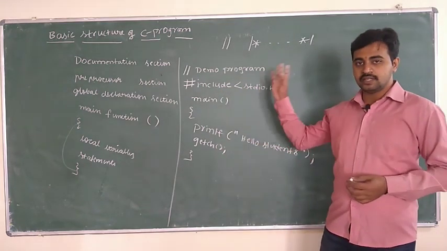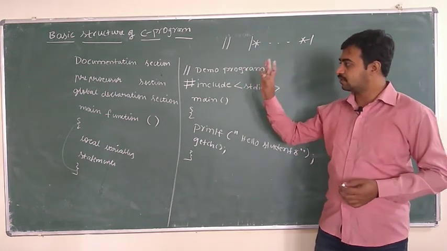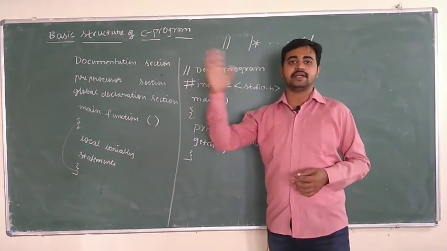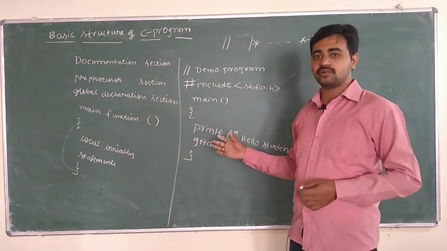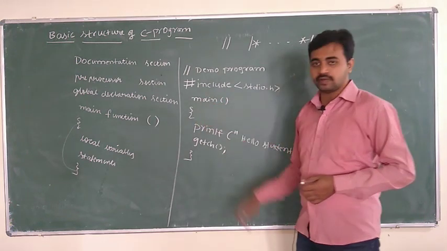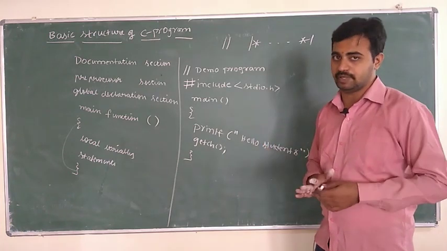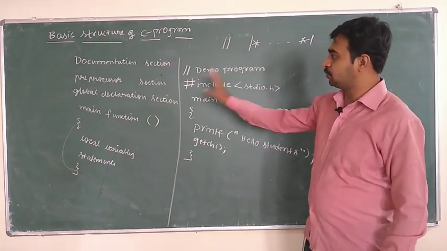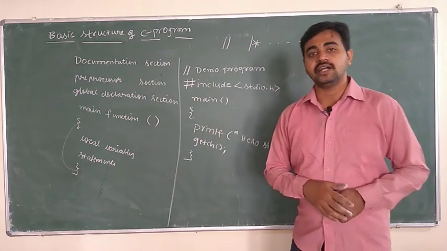Documentation section is for comments. Preprocessor section is for header files. Global declaration is for variables declared globally. And main function is a compulsory function in all C programs, so it has to be mentioned. Main function, then the block will be opened, then we can write the local variables as well as statements. ಅರ್ಥ ಇದೆಯಲ್ವಾ? ಇಷ್ಟನ್ನ ನೀವು ಒಂದು ನೋಟ್ಸ್ ಅಲ್ಲಿ ಬರ್ಕೊಳ್ಳಿ, so that it will be easy for you to refer in future.